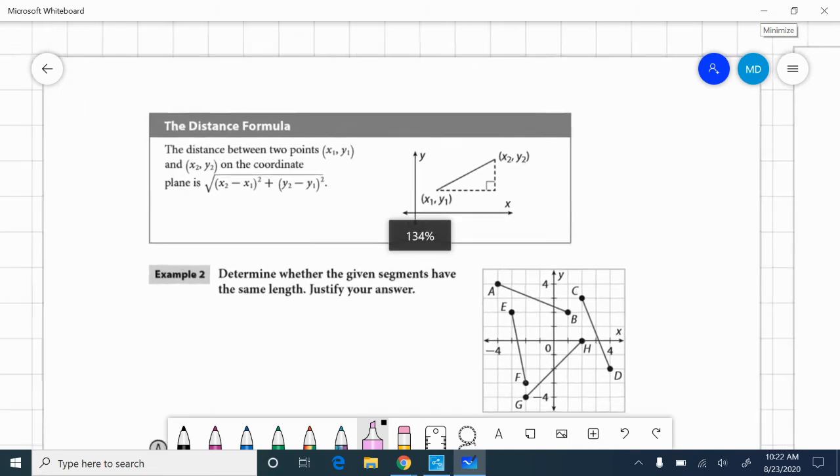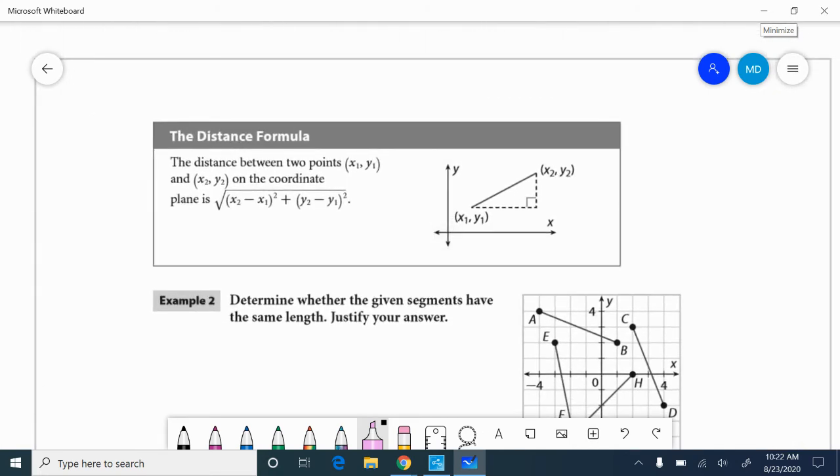Okay, and so this is the distance formula. This is definitely something you're going to want to add to your notes. Okay, the distance between 2 points, x1, y1, and x2, y2 on the coordinate plane is the square root of x2 minus x1 squared plus y2 minus y1 squared. This comes straight from the Pythagorean theorem.